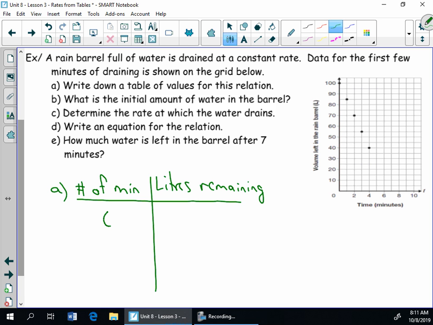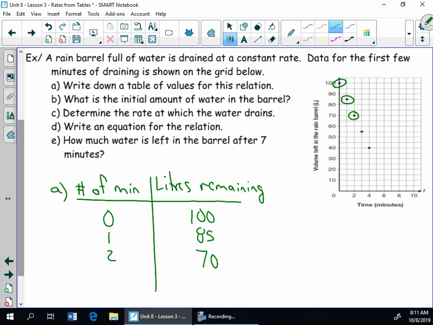So at time 0, how much water do I have? My very first dot is at 100. After 1 minute, I'm down to, looks like, 85. After 2 minutes, I'm down to 70.